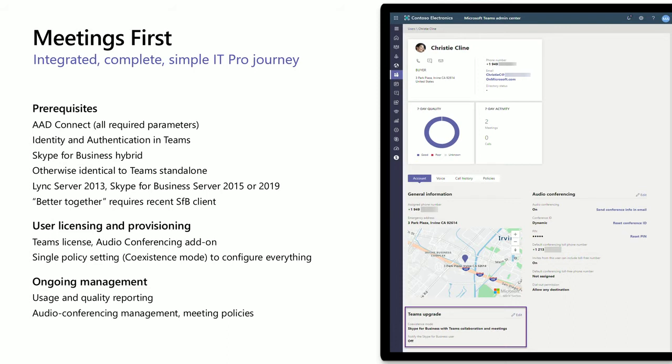Identity and auth has to be configured in Teams, right? And that's just normal O365 stuff, right? You can do multi-factor authentication, you can do modern auth, you can do all those fun things, but identity and authentication has to be set up right in Teams.